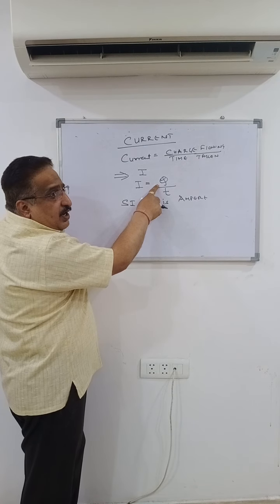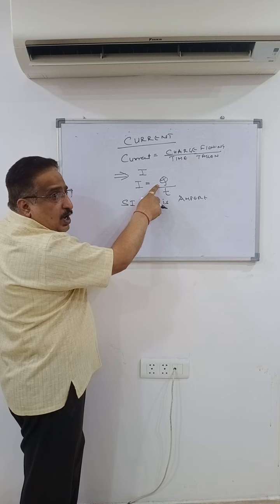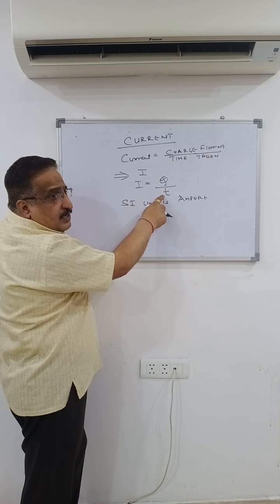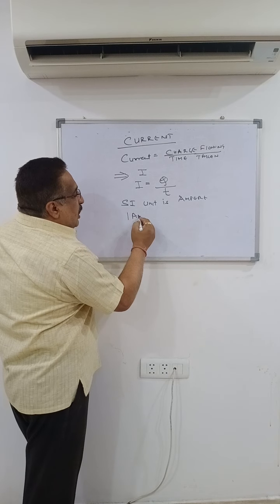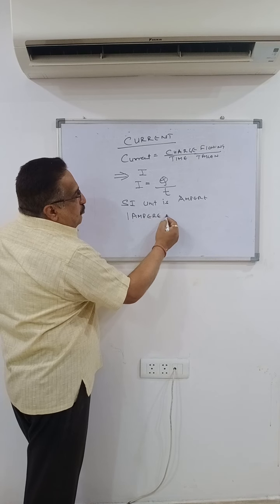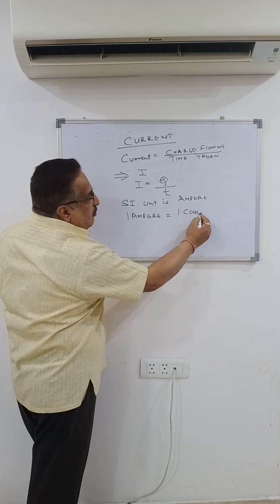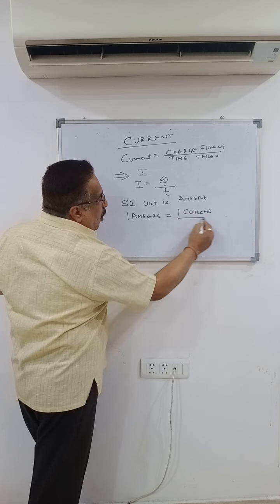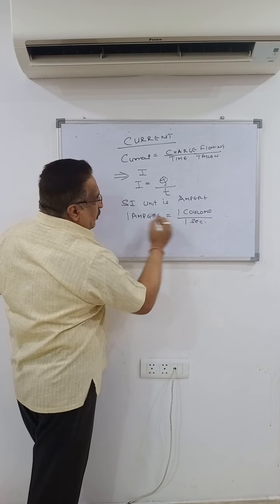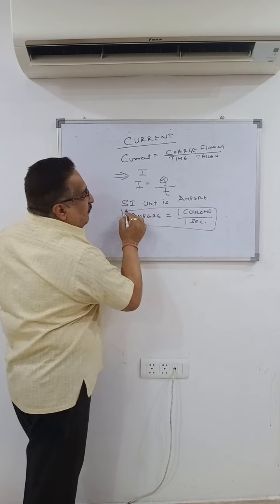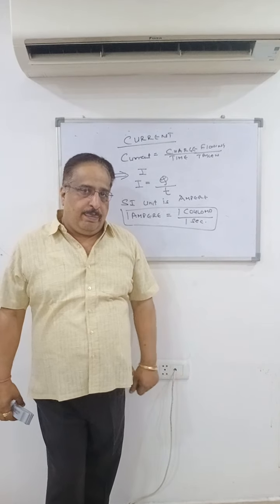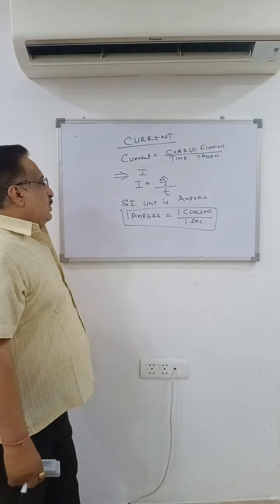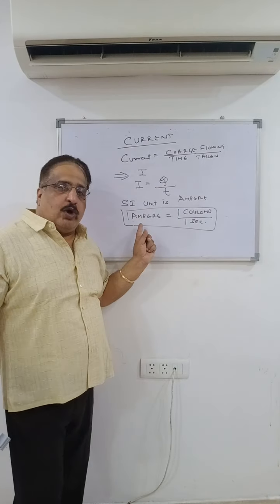Now what is the SI unit of Q? That is charge. We have already done it. Charge is in coulombs. And time, the SI unit is second. So what will be 1 ampere equal to? 1 ampere will be equal to 1 coulomb upon 1 second, because the SI unit of time is second. So this is what current is all about.